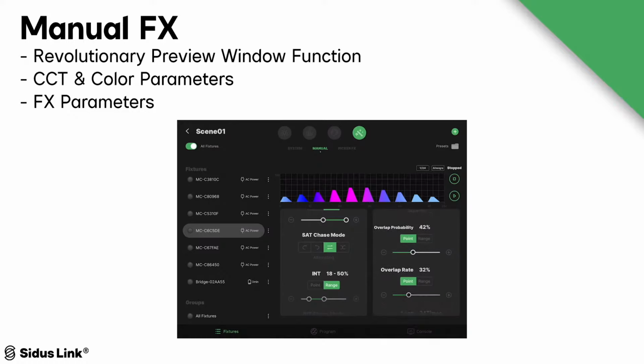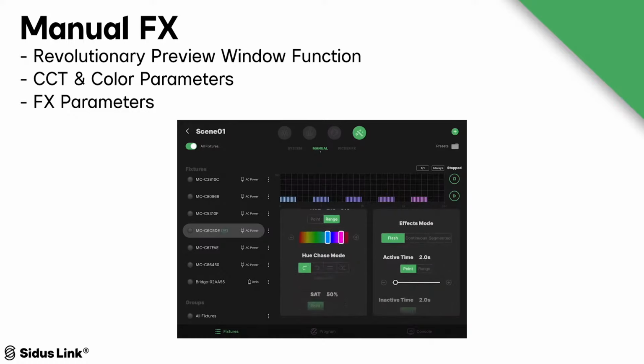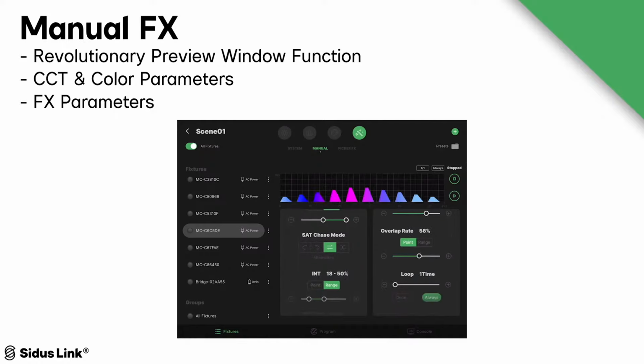What's cool is that you've got this graph right above those menus there. And that graph is actually going to show you the actual color changes. It's going to visualize the color change and the intensity change, so that you can actually see and create your manual effects instead of having to play them in between every single time.